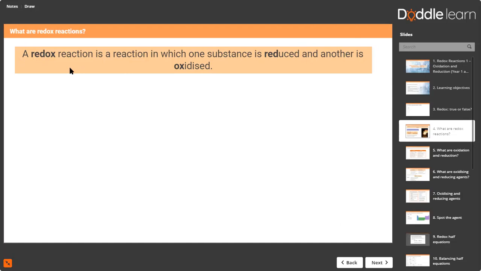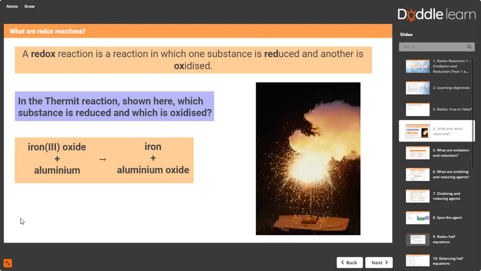Some people say redox comes from reduced and oxidized: the RED from reduced is the beginning of redox, and OX for oxidized is at the end. So, redox reaction. You might have seen thermite before. In the thermite reaction, which we've got an image of there, we're going to look at which substance is reduced and which is oxidized.